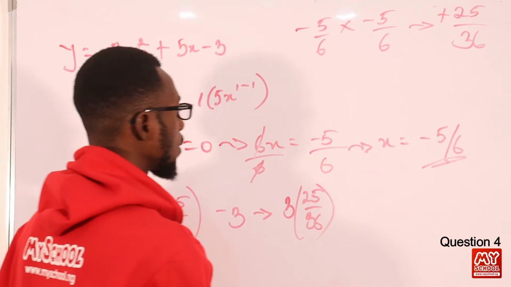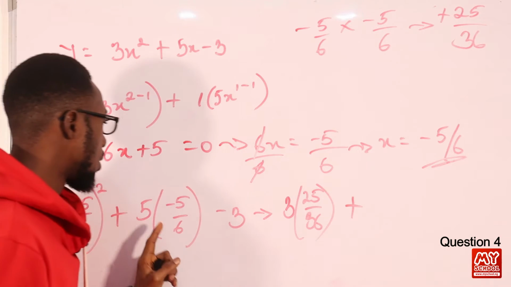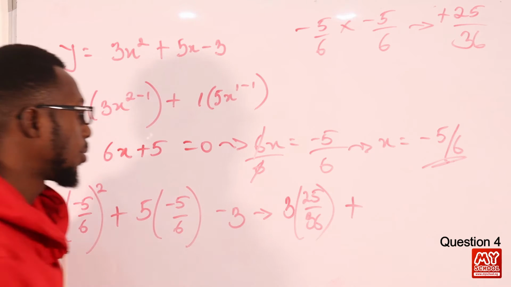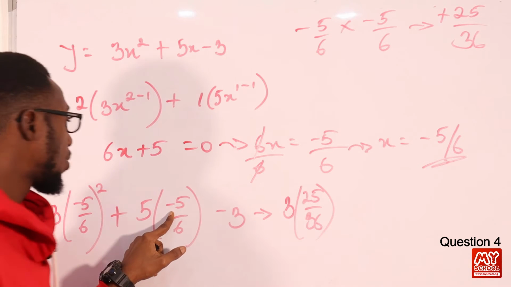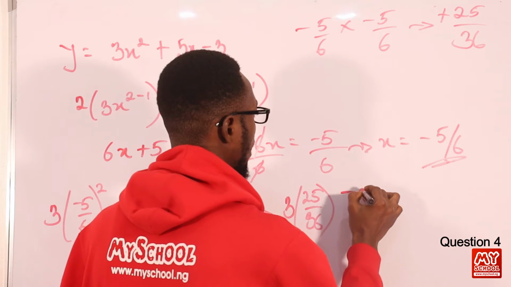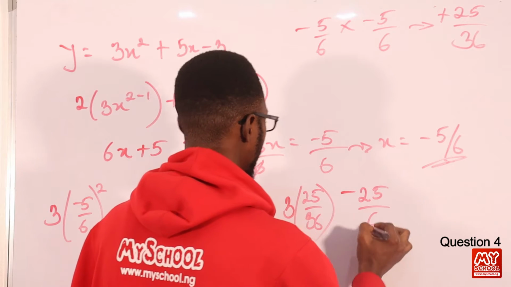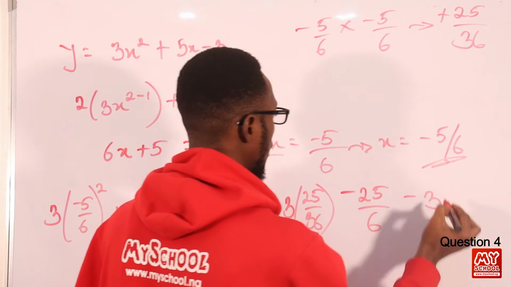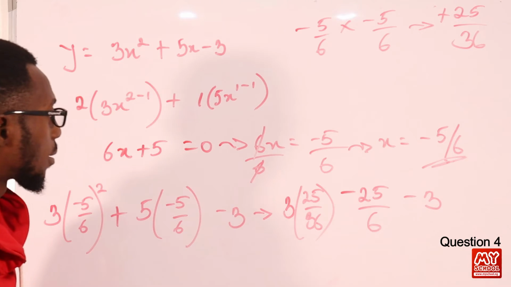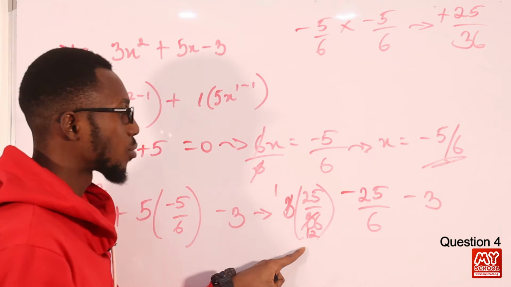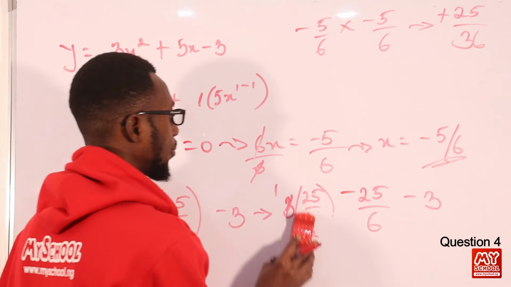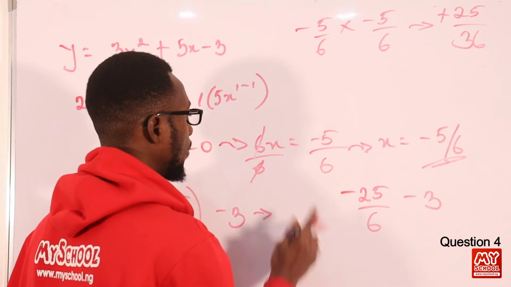Then I have plus 5. 5 times, let me not introduce the sign yet, 5 times minus 5, that is minus 25. So I have minus 25 over 6, then minus 3. So to just speed up things, 3 here 1, 3 here 12. So I'm going to have 25 over 12.